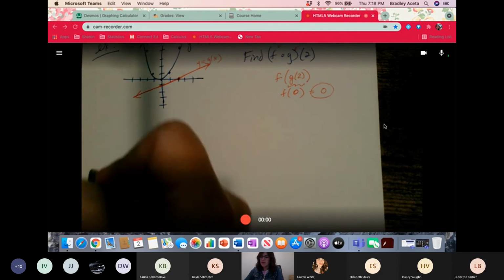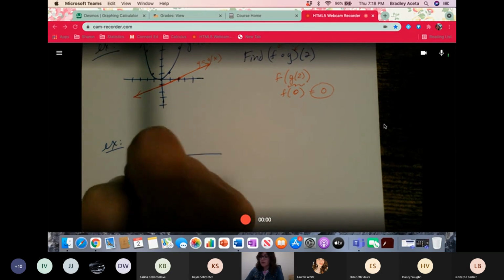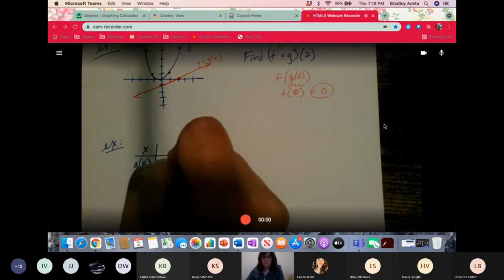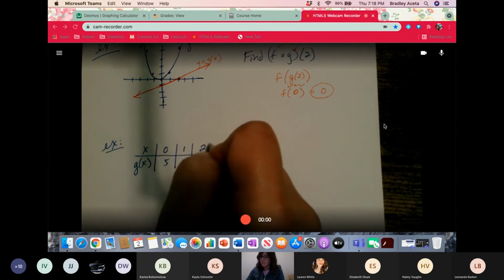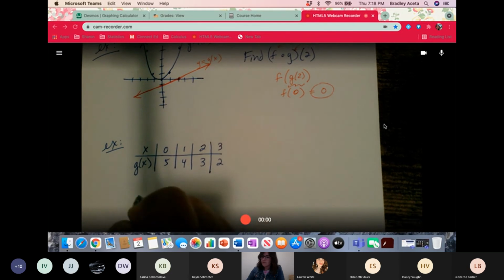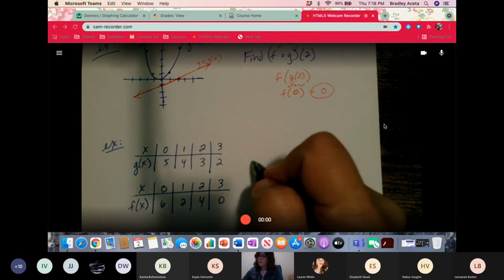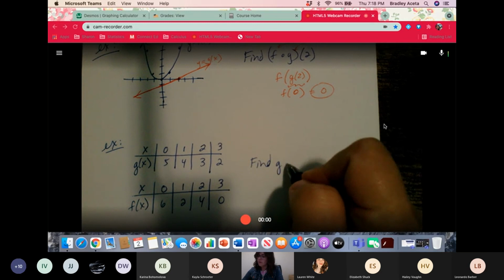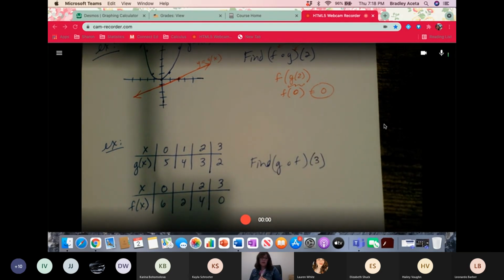Let's do an example of a table. This time I'm going to draw the tables differently because they do it on homework. This time I'm going to draw 2 different tables like this, whereas last time I made it all one table. And this one I want to find the g of f of 3.